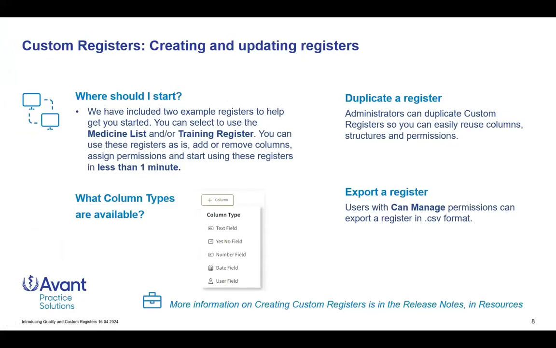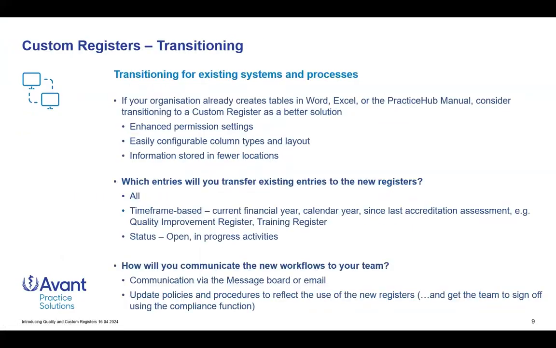So one of the things we wanted to talk about was transitioning. One of the catchphrases we've been using in the organization is, say goodbye to Excel, because we know that you keep a lot of stuff in tables and in Excel. This is a great way of thinking about what you could move into the custom registers. If you're already creating tables, think about those sorts of things because of the enhanced permission settings, the configurable column types and layout, and, a big thing, the fact that you've got information stored in fewer locations.